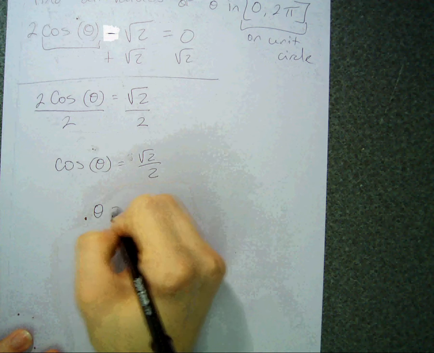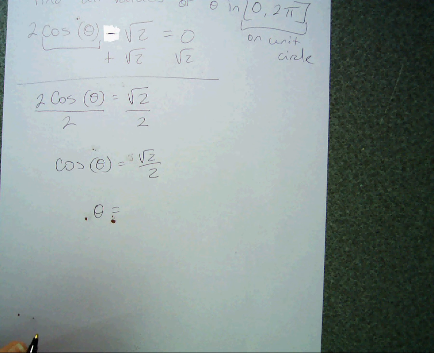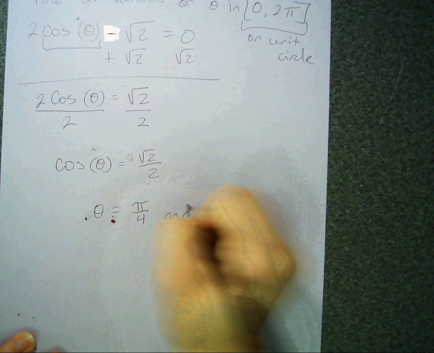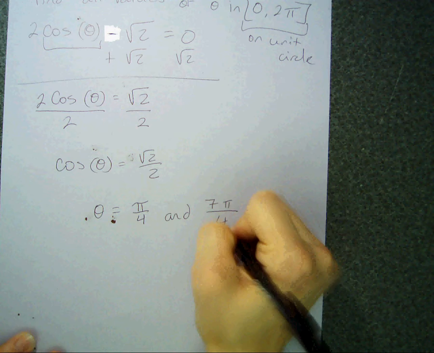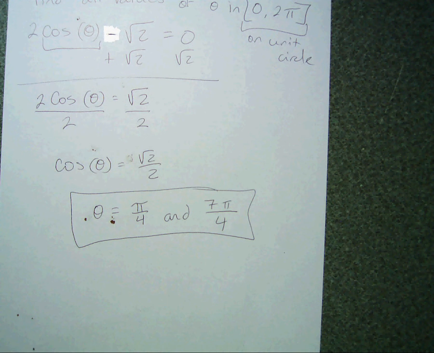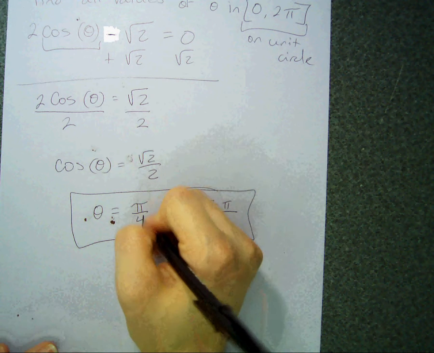And we should get that theta is equal to pi over 4 and 7 pi over 4. Only 2 places that it happens. I'm restricted to the unit circle. So there we go, I'm done.